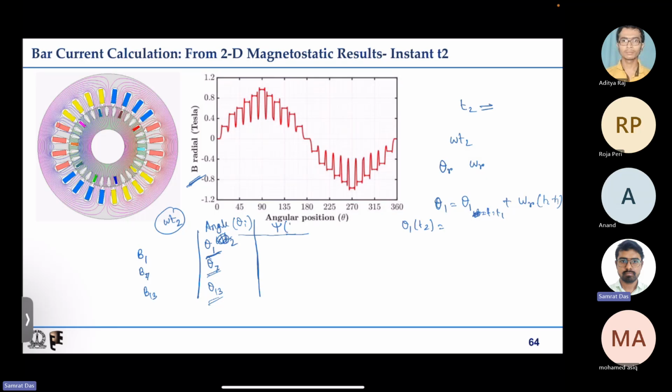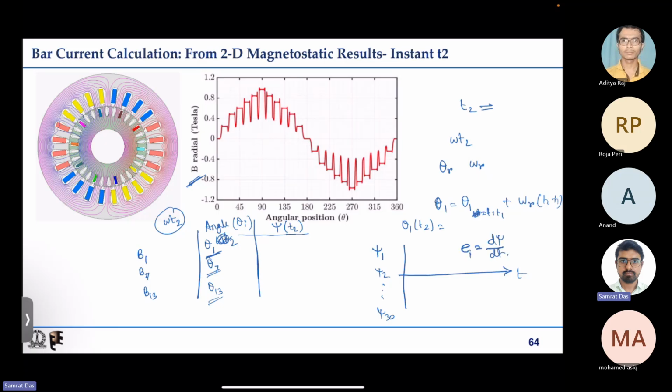So we know what the psi of the different bars is at the t2 instant. Now similar things can be done for a period or two. Then we can have waveforms of psi 1, psi 2, similarly psi 30. We have flux linkage waveforms as a function of time for all the bars. And once we know psi 1 as a function of time, we can differentiate it and calculate the induced EMF. So induced EMF can be calculated by d psi dt.